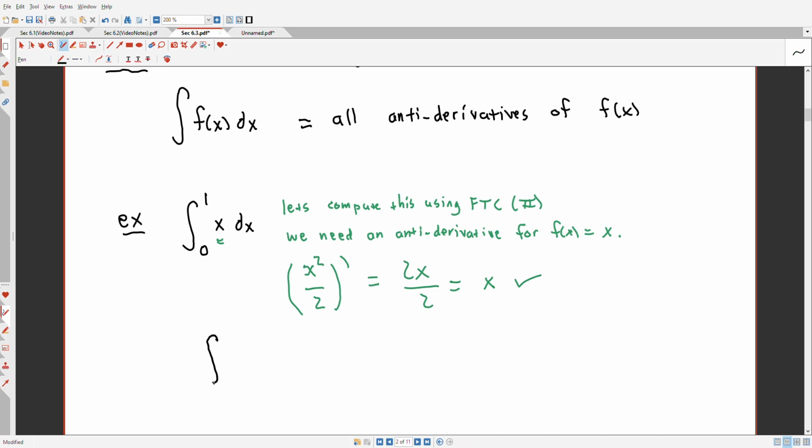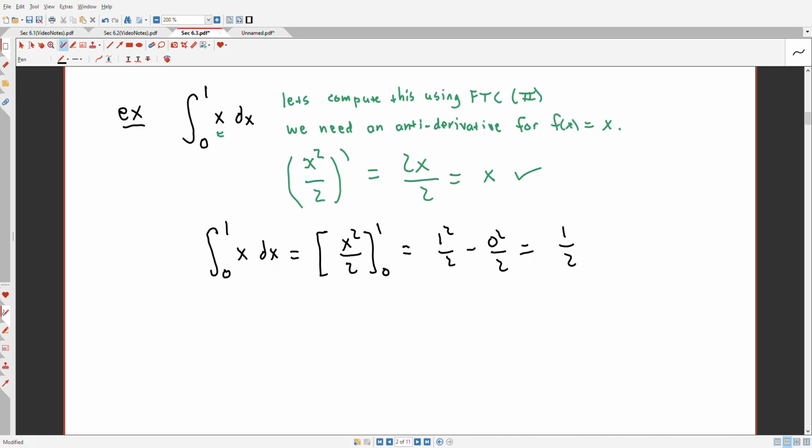What I can say is that the definite integral from 0 to 1 of x dx is just my antiderivative, x squared over 2, evaluated at my endpoints of integration. So this will be 1 squared over 2 minus 0 squared over 2. That'll just be 1/2. So that's the definite integral of x, say from 0 to 1.